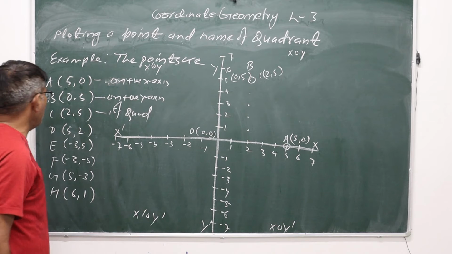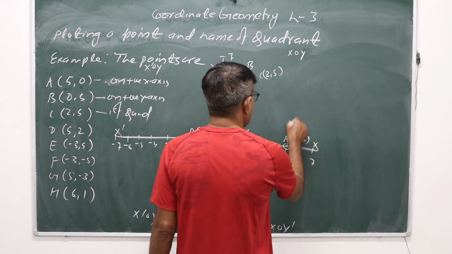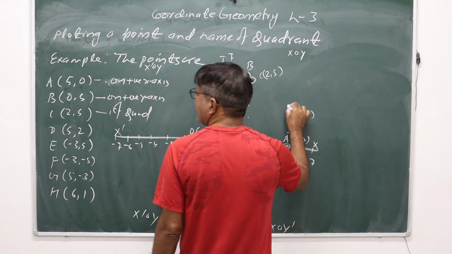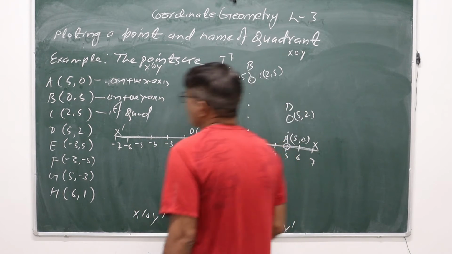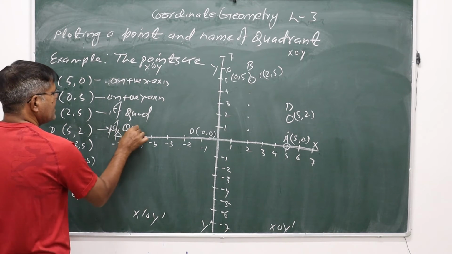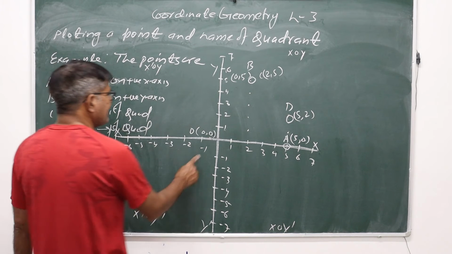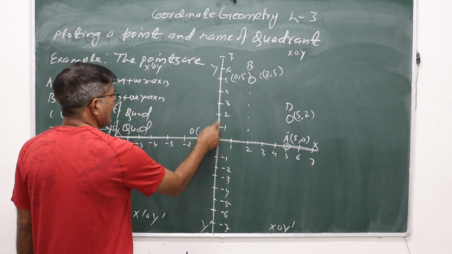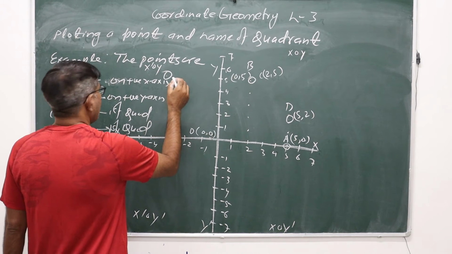Then (5, 2): on the x-axis it is 5 and on the y-axis 2. So 1 and 2. This is (5, 2) and the point is your D. So this is also in the first quadrant. Then (-3, 5): on the x-axis minus 1, minus 2, minus 3, and 5 is in the above direction. So 1, 2, 3, 4, 5. This is the point.